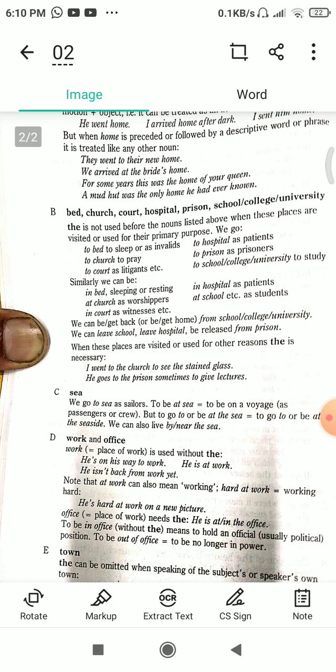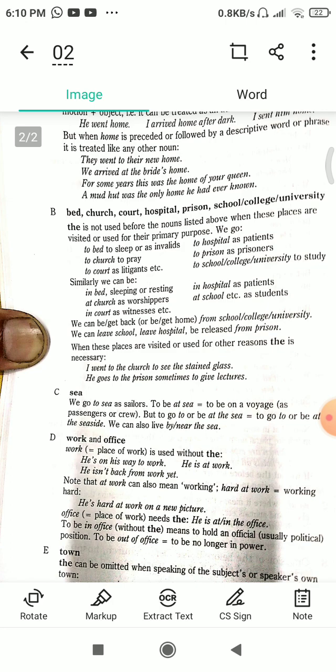But students, it should be kept in mind, if home is preceded or followed by a descriptive word or phrase, it is treated like any other noun. For example, they went to their new home. Example number 2, we arrived at the bride's home. Example number 3, for some years this was the home of your queen. Number 4, a mud hut was the only home he had ever known.